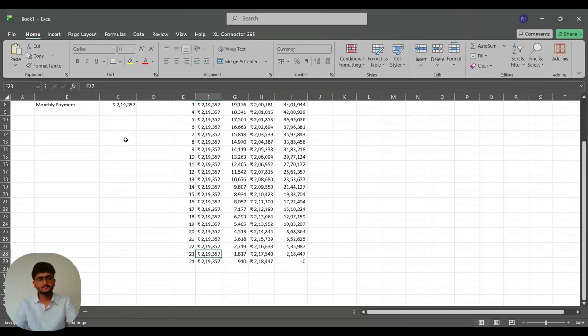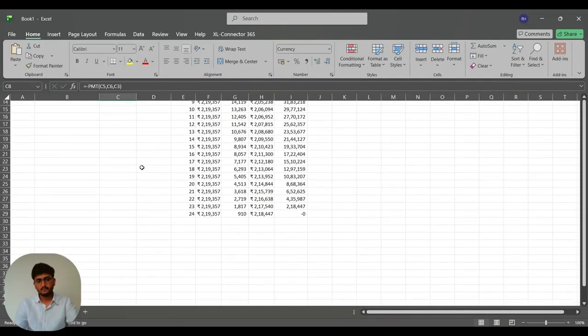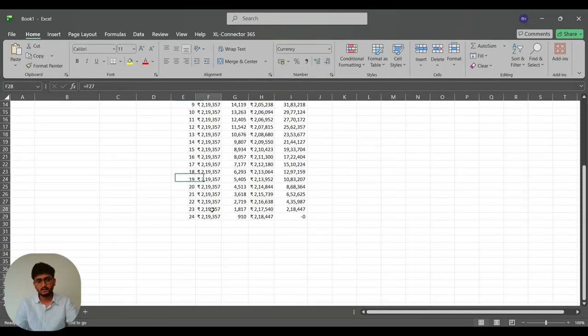First what we did: it is a 5% annual interest rate. Then we converted this annual interest rate of 5% into a monthly interest rate on 50 lakh rupees for a period of 24 months. So the monthly EMI comes to 2,19,357 rupees. That was our payment. We have to pay it in the 23rd month.